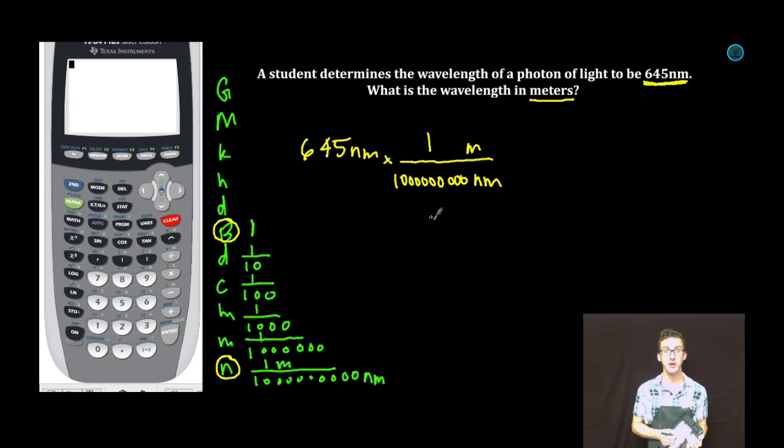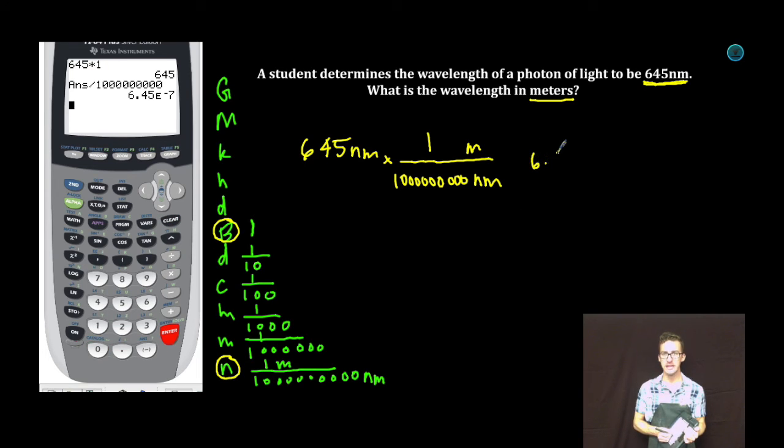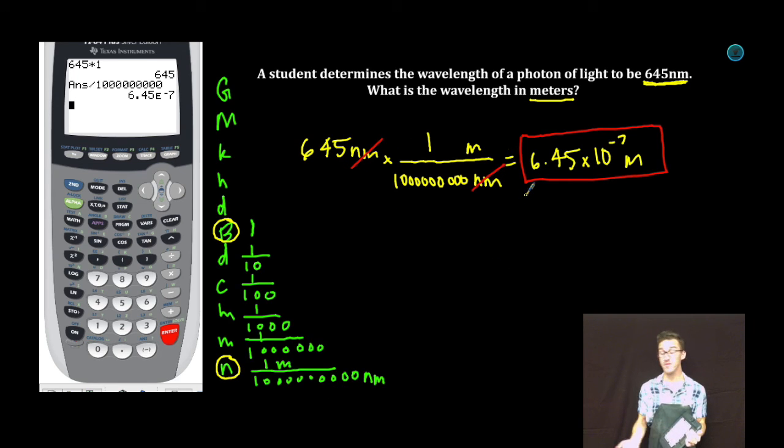Let's do a quick trip to the calculator. 645 times 1 is divided by 1 billion. Answer: 6.45 times 10 to the negative 7. My units, the only one that didn't cancel out was meters. Boom, final answer.